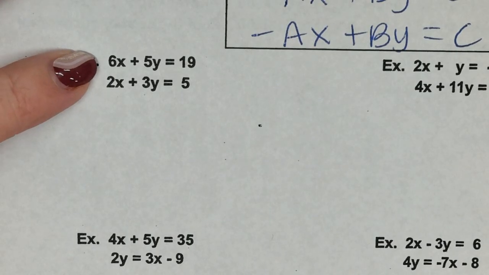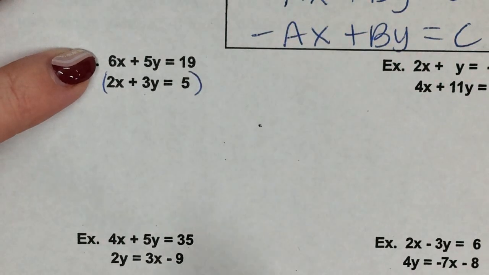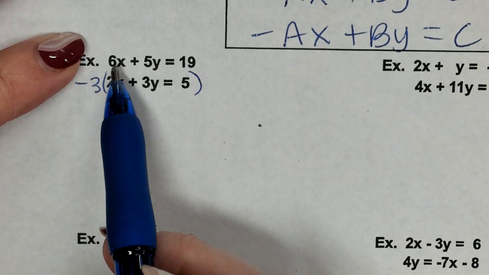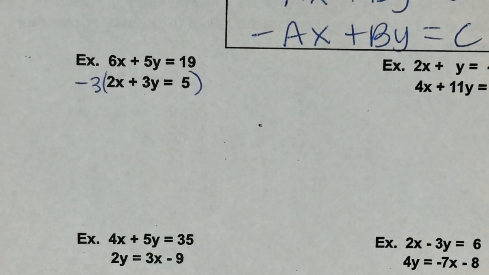So you get to choose which one you want to do. I would choose the x's because what could I multiply this entire equation by? -3. That would turn it into something that could be eliminated with the 6x. So you're basically trying to make their coefficients the same, except one negative and one positive. Does everybody understand what we just did?